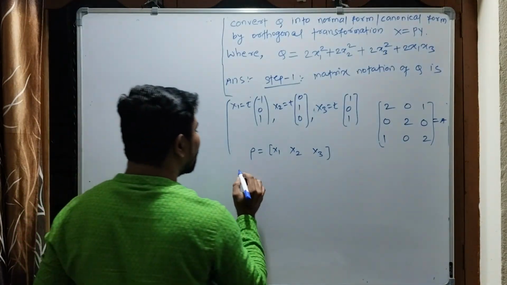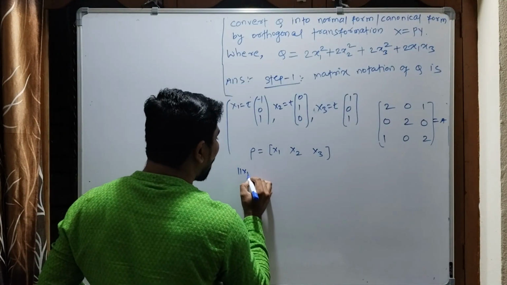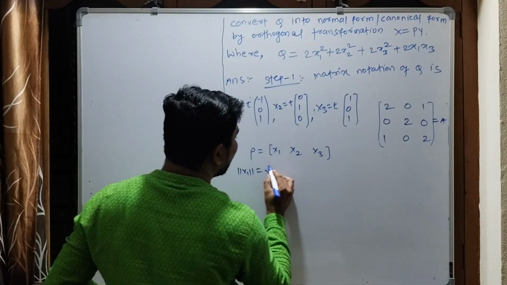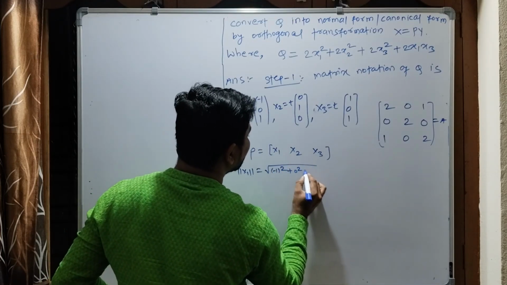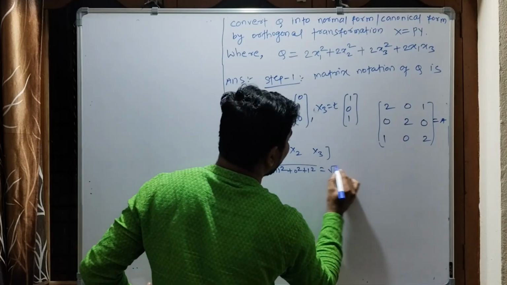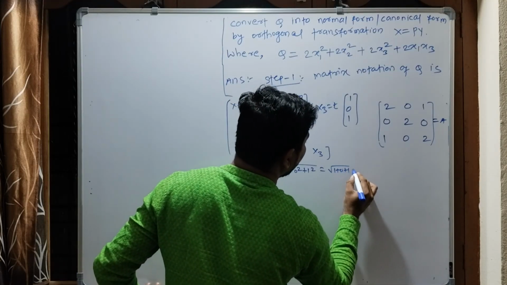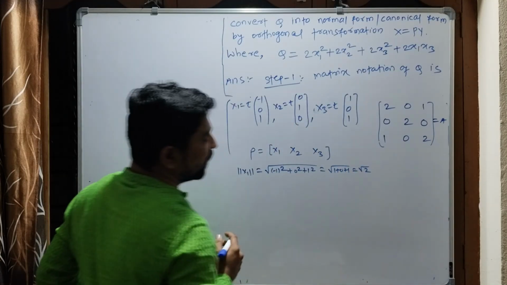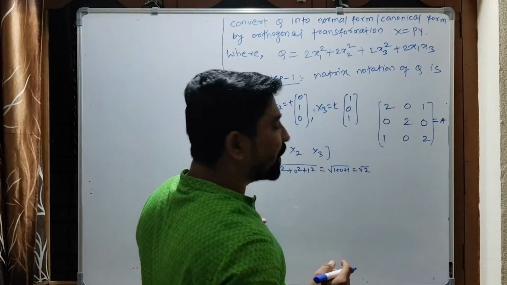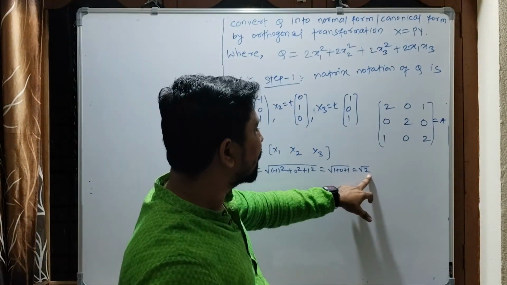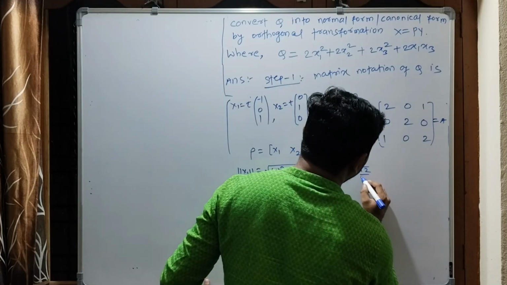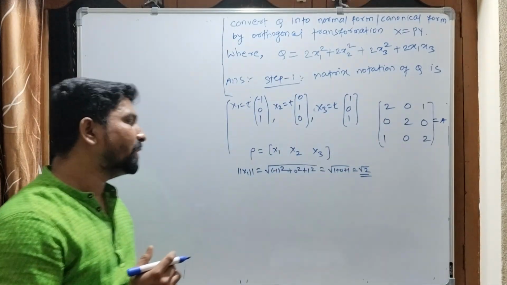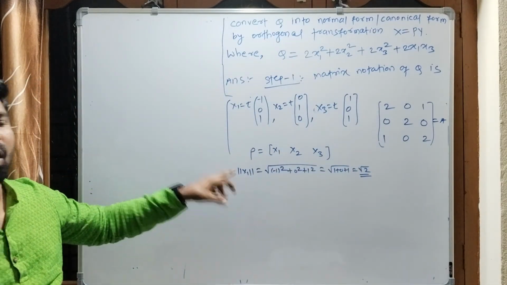But here you can observe one thing: the length of x1, that is the norm of x1, which is equal to (-1)² + 0² + 1², which is equal to 1 + 0 + 1, which is equal to root 2. The norm of x1 is the length, which is never negative, that's why I am taking only the positive quantity. So here the length of my x1 is root 2. This means that the vector x1 is not normalized.